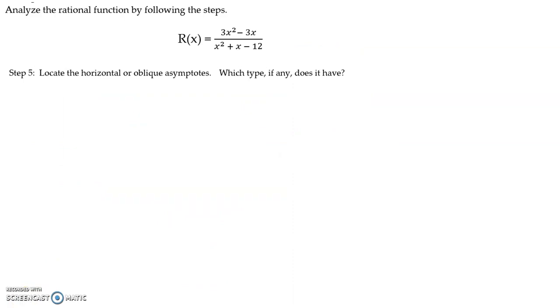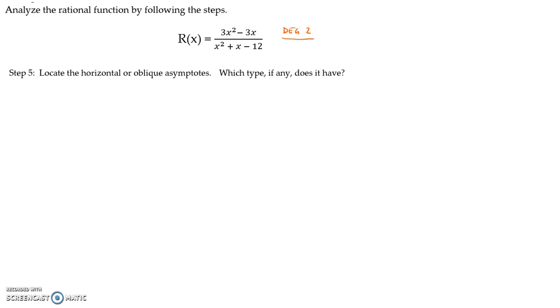Now we want to locate any horizontal or oblique asymptotes. We want to determine which type it has, if any of them, and in this case I'm going to go ahead and use my original function, the one where it was not factored. Alright, so let's take a look at our numerator. You'll notice that this has a degree of 2 on top.